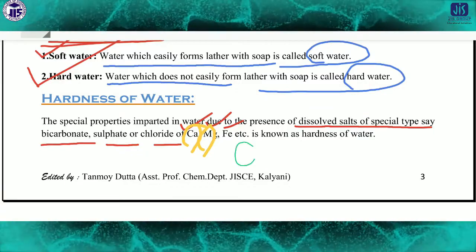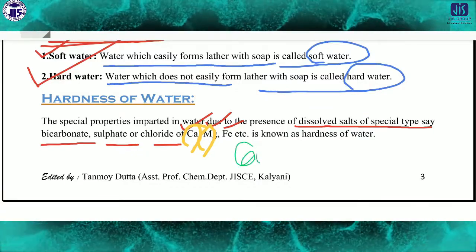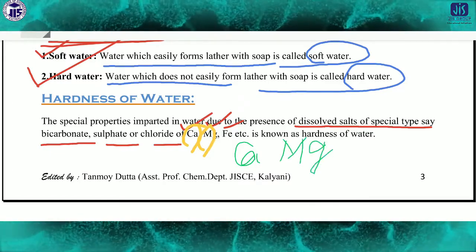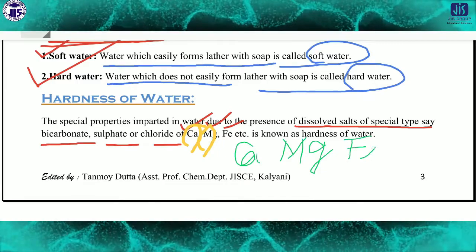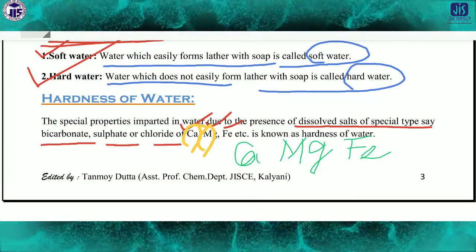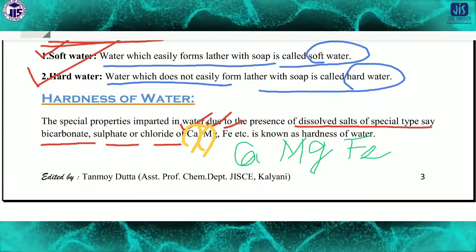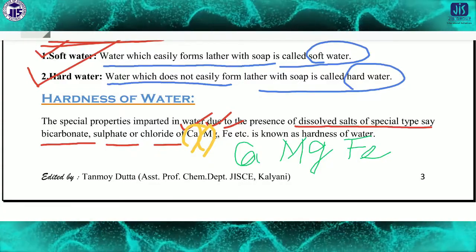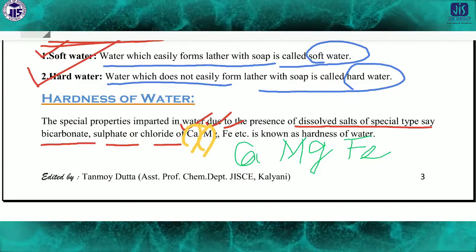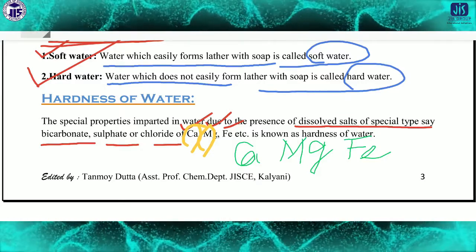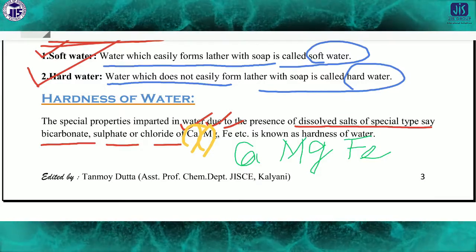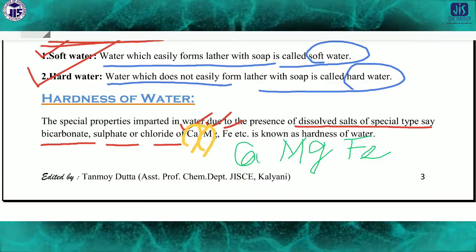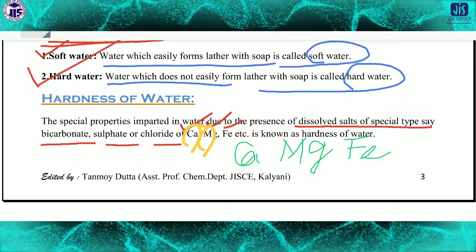Calcium, magnesium and iron, these three ions are mainly responsible for the hardness of the water. You have to keep in mind this fact. These three ions are responsible, not only calcium, not only magnesium, but majorly we take that some salts of calcium and magnesium are mainly responsible for the hardness of the water. And which salts? Bicarbonate, sulfate, chloride, carbonate, etc.